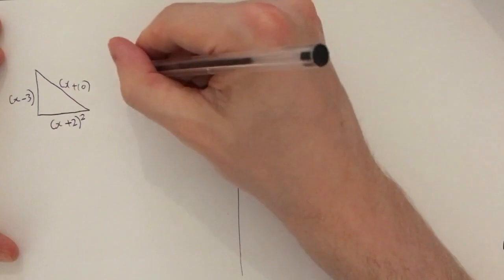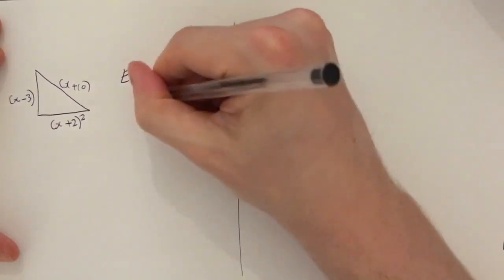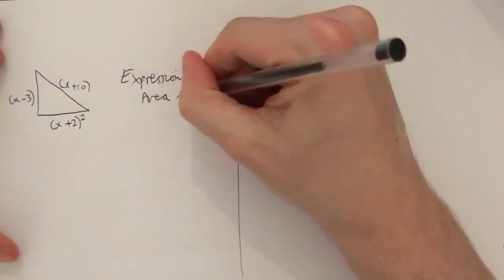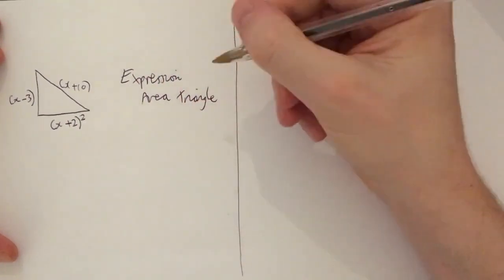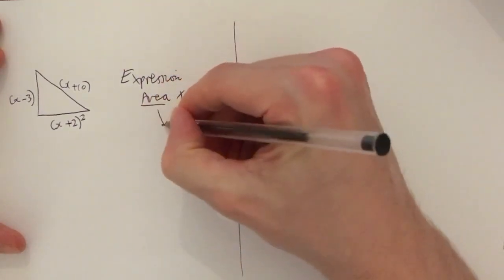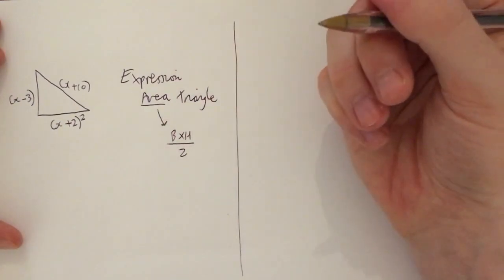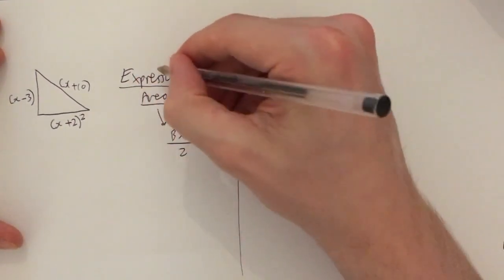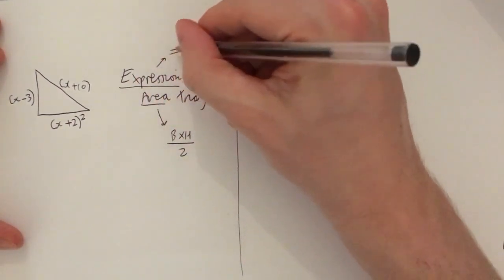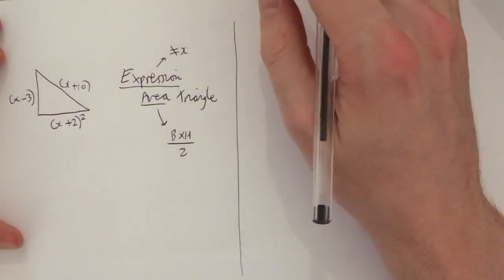And the question says, give us an expression of the area of the triangle. Okay, a few really important words here to just look at to begin with. Firstly, area. You know the area is base times height divided by 2 with a triangle. Expression. Expression means that I'm not going to work out what x is. Okay, not relevant to me.